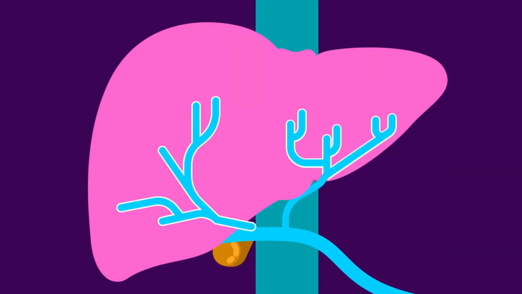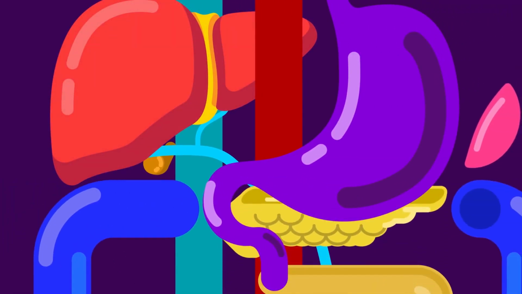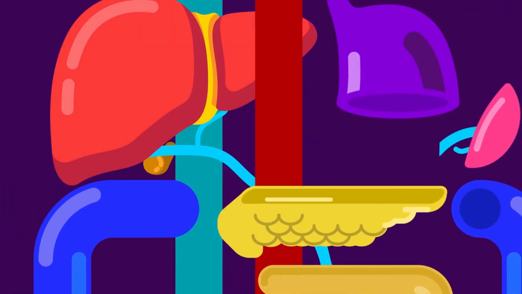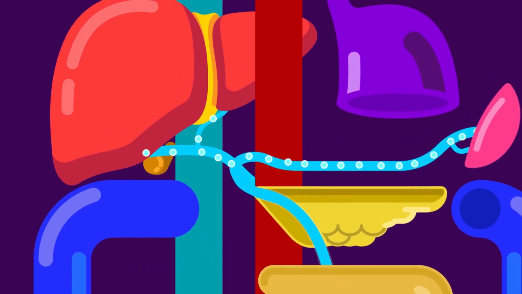The portal vein contributes about 70% of the hepatic blood supply, but all of the blood is deoxygenated. The hepatic portal vein is located in the abdominal cavity and is formed by the union of the splenic vein and the superior mesenteric vein that channel the deoxygenated blood from the spleen, gastrointestinal tract, and its accessory organs to the liver.